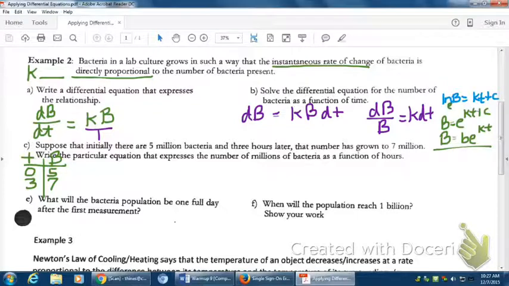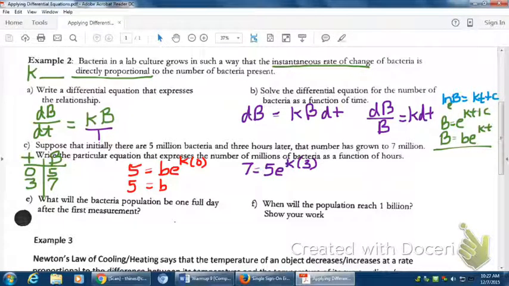So we're going to use the (0, 5) and the (3, 7) to find everything we need in the equation that we just solved. We're going to start with the 0 and the 5, and you plug that in for the B and the t. So 5 equals little b e to the k times 0. k times 0 is 0, e to the 0 is 1, so that means little b is 5. Then we plug in the 3 and the 7. 7 equals, plug in the 5 you just found, e to the k times 3.